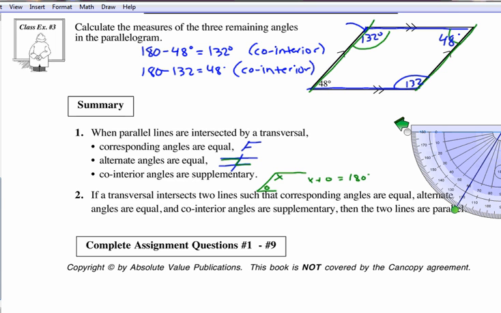If a transversal intersects two lines such that the corresponding angles are equal, alternate angles are equal, or co-interior angles are supplementary, then the two lines are parallel. So it's just saying the opposite. If the above three are true, then we have parallel lines. And that's it for this lesson.